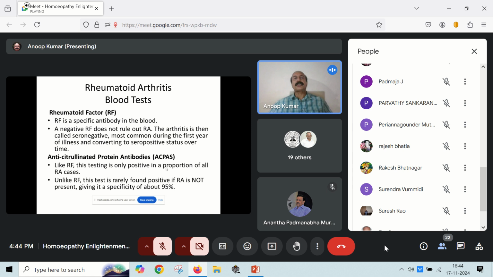Rheumatoid factor, RF factor, is an important antibody in the blood which is specific for rheumatoid arthritis patients. A negative RF factor does not rule out rheumatoid arthritis. If you don't have rheumatoid factor in your blood, you are still not ruled out from having rheumatoid arthritis. The arthritis is then called seronegative, so in the serum it is not there. This is most common during the first year of illness, converting to seropositive status over time.